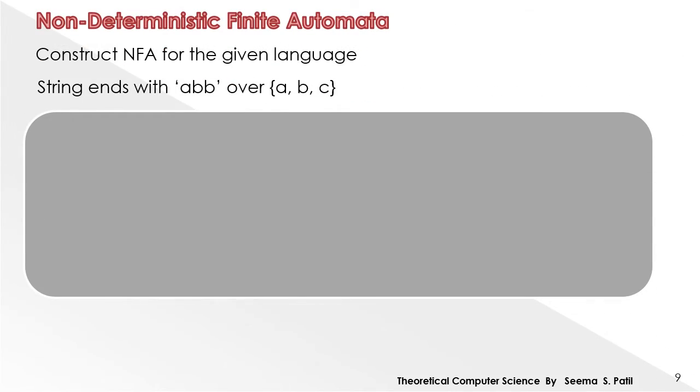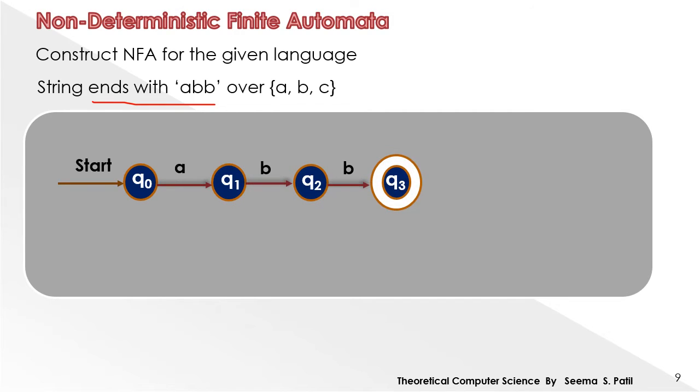Construct the NFA for the given language. Strings that end with ABB over ABC. There are 3 input values A, B, C. Start with the Q0 state. Now here you want the string that ends with ABB, so directly add A, B, B in this way.